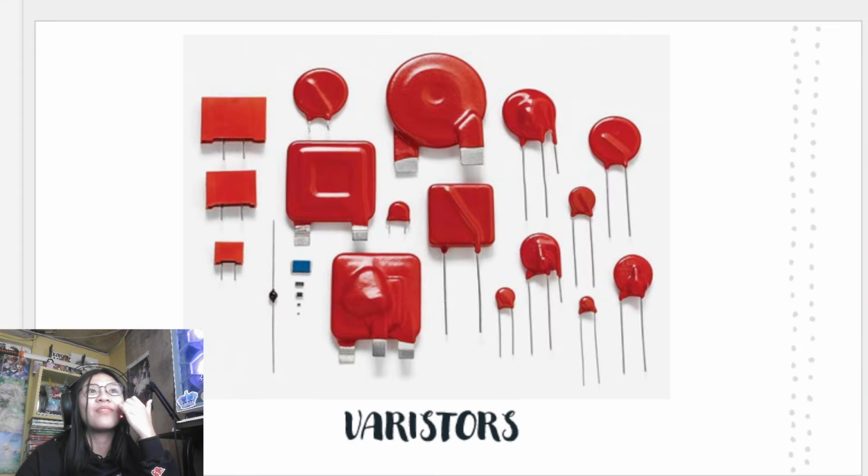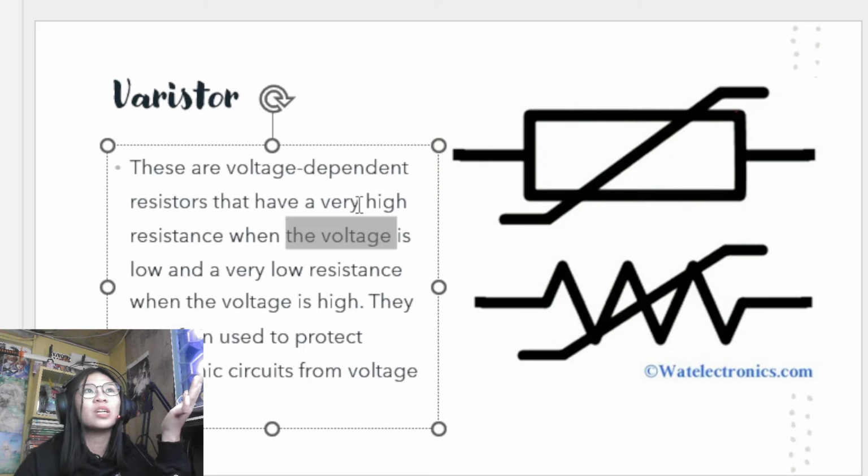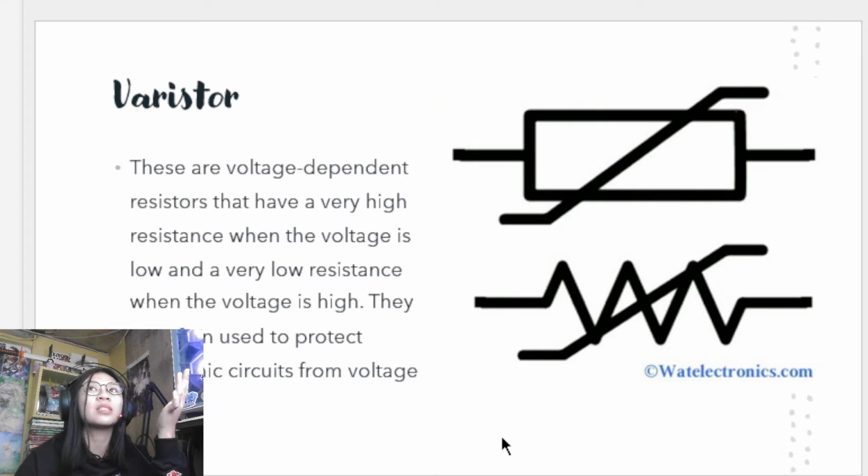Next we have the varistors. Varistors are what we call resistors that change their resistance depending on the voltage. So if the voltage is low, then their resistance is high. If the voltage is high, then the resistance is low. So they're inversely proportional. Right?